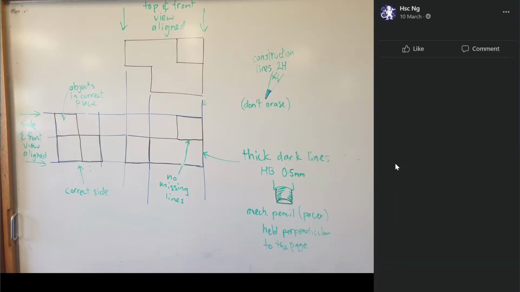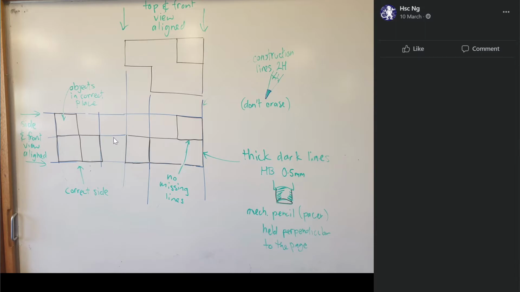Okay, so this is a simple object, and I'm showing how we draw it. So this is our object viewed from the front. We have this object physically in our room, in the classroom. Remember that the top and front views need to be aligned. The side and front views are aligned. Place the objects in the correct spot. So this is the view as looked at from this direction.